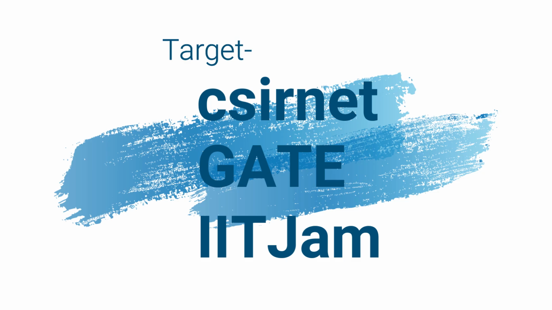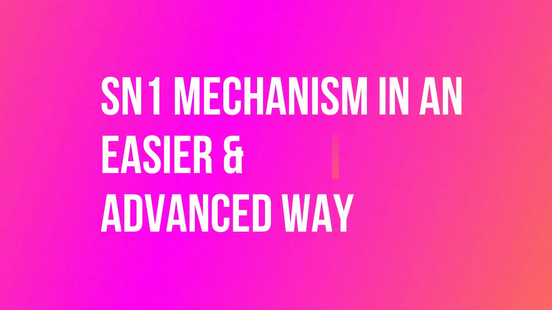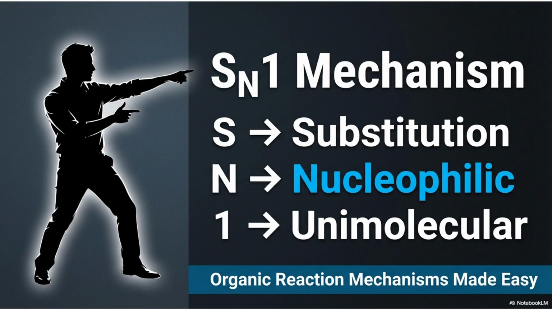If you are targeting CSIR NET, GATE or IIT JAM, you already know that substitution reactions are the bread and butter of organic chemistry, and you should know that at the advanced level. So we are now breaking down the SN1 reaction mechanism. Here we are starting with the SN1 reaction mechanism, and we will not just see its mechanism, we will see all the things that are necessary for you, like carbocation stability and the stereochemistry that examiners love to test.